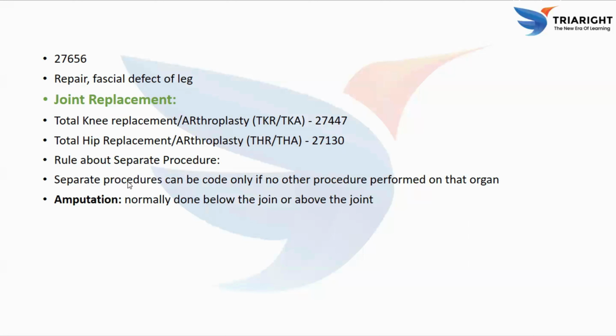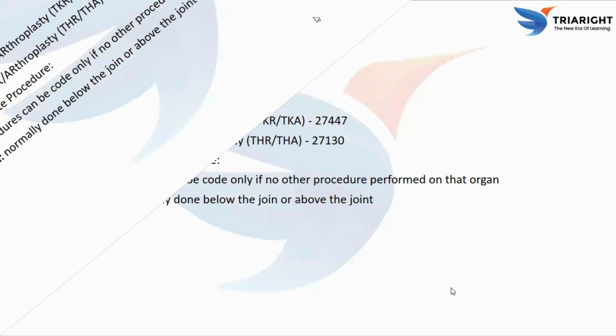And next, amputation, it's a surgical removal of a limb or a part of a limb. It is normally done below the joint or above the joint. So coding depends upon the level of the amputation, the side, whether it's the right side or left side, and the reason for the amputation, whether it's trauma, disease, and so on. So these are the guidelines regarding the joint replacement.